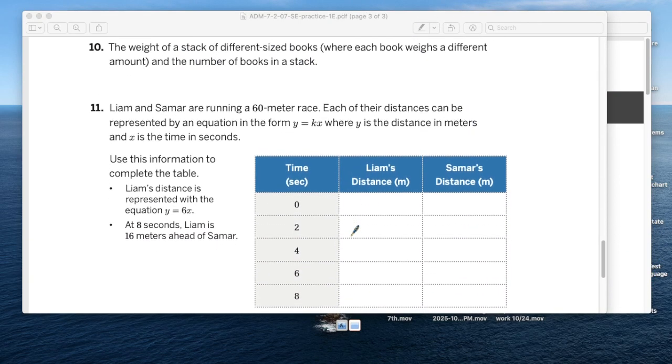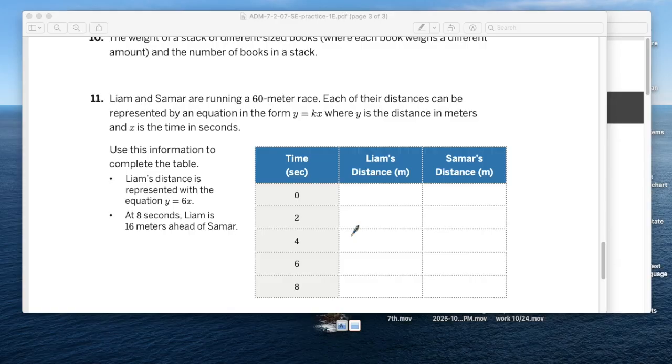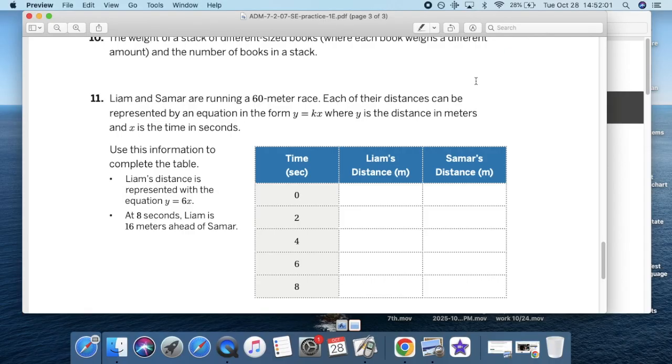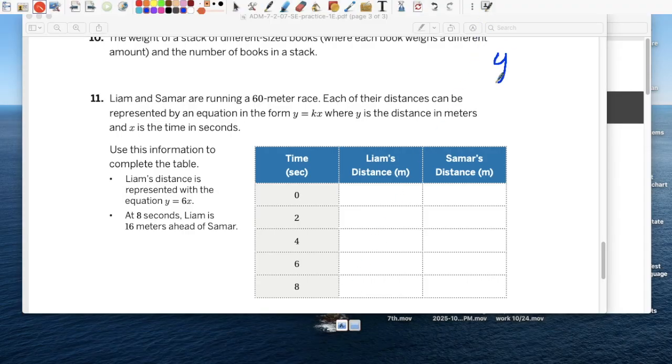Liam and Sam are running a 60-meter race, where each distance and time is information. Liam's distance is represented with the equation y equals 6x. So who's who? Y represents the distance, and x represents the time. Let me write x and y. So let's just do Liam for now.